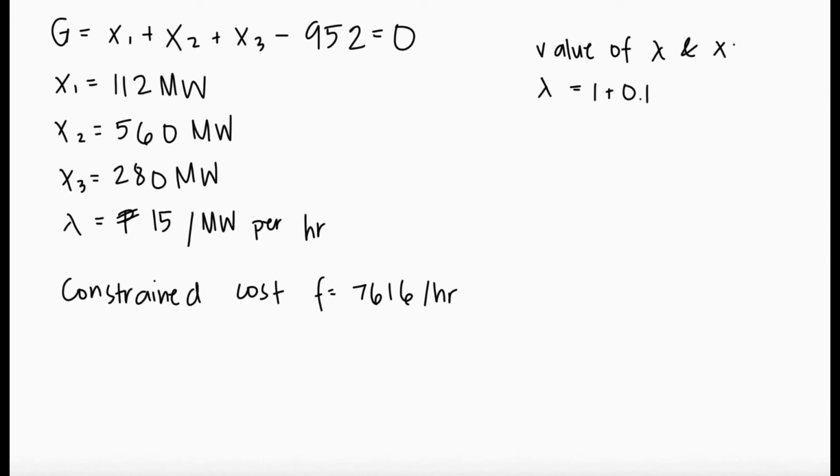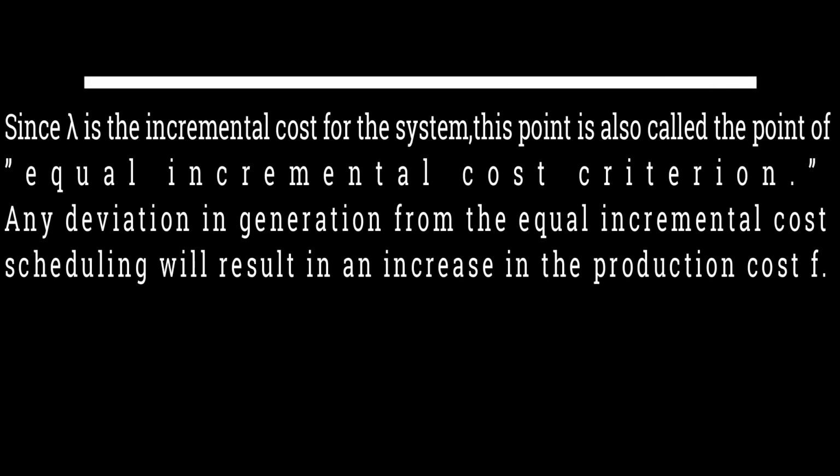Also note that at the optimal scheduling, the values of lambda and x sub i satisfy the following equation. Since lambda is the incremental cost for the system, this point is also called the point of the equal incremental cost criterion. Any deviation in generation from the equal incremental cost scheduling will result in an increase in production cost f.